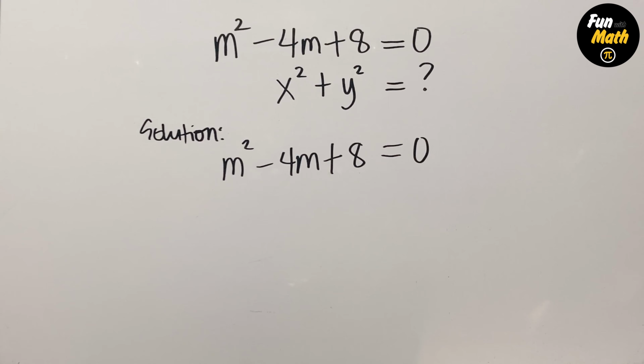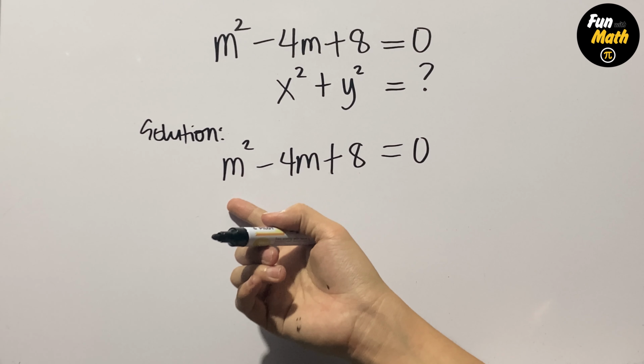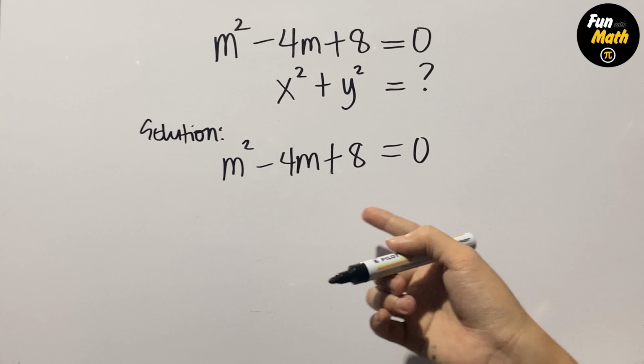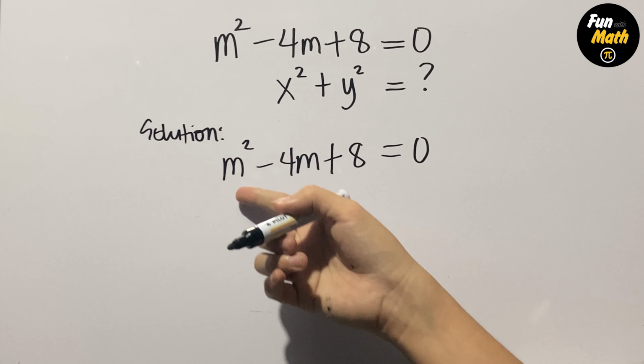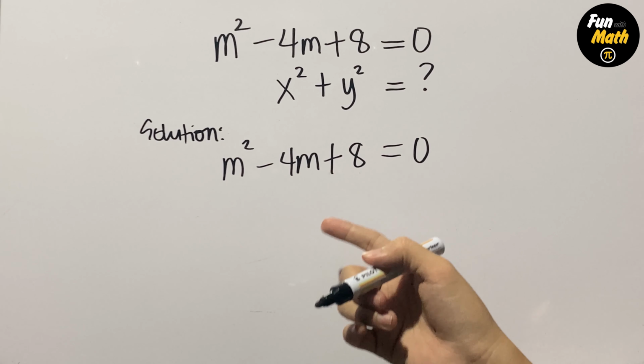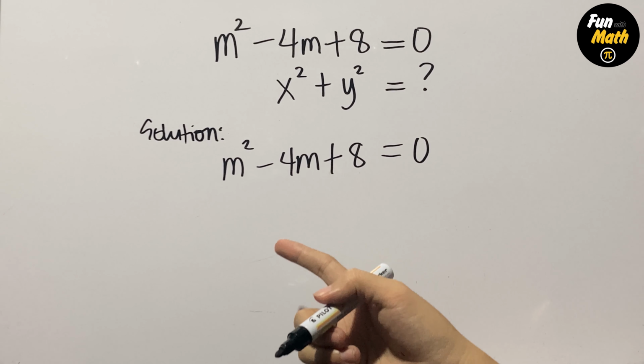Let's write it down. m squared minus 4m plus 8 equals 0. So for this one, this is a quadratic equation, and we can use a quadratic formula to find the value of m. But before that one, we are going to identify the values of a, b, and c.